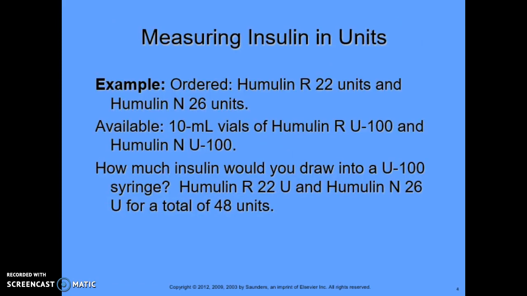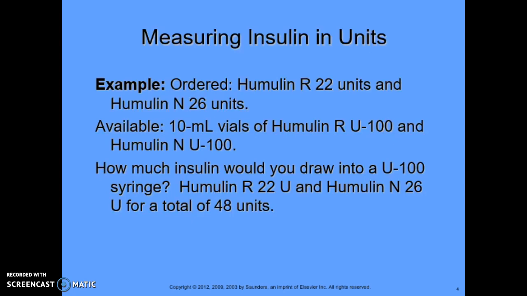So now we're going to talk about combination of insulin. We have the Humulin R, and the R stands for recombinant. In this example, the order was Humulin R 22 units, and we're going to then draw Humulin N 26 units. Available in 10 milliliter vials, the Humulin R is 100 units per milliliter, and the Humulin N is 100 units per milliliter. So that's what's available in the 10 milliliter vial.